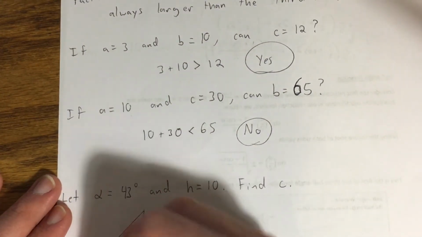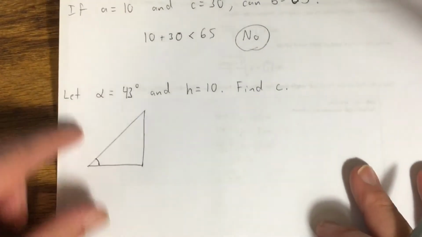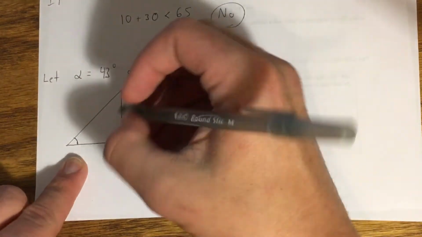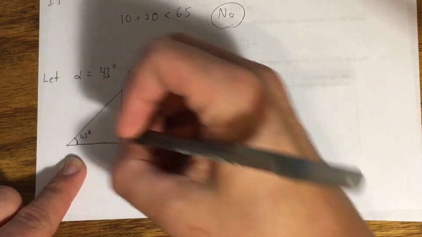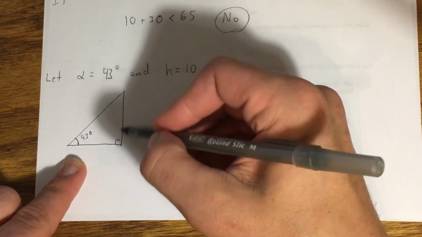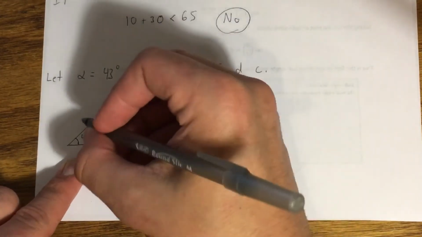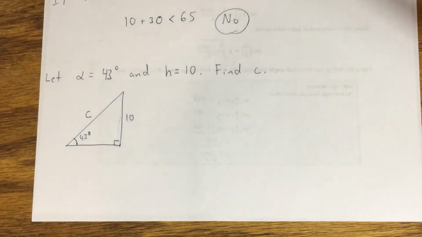Okay, remember, this was alpha. Whoops, put that up a little bit. This was alpha down here. And we're being told that that's 43 degrees. H is the altitude, which was this guy, 10. C is the side that we're missing. This is now the type of problem that you would have encountered back in Chapter 7, solving for a missing side in a right triangle.